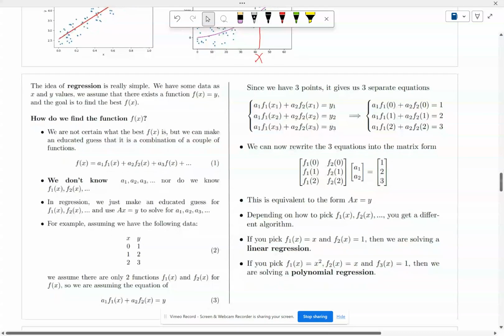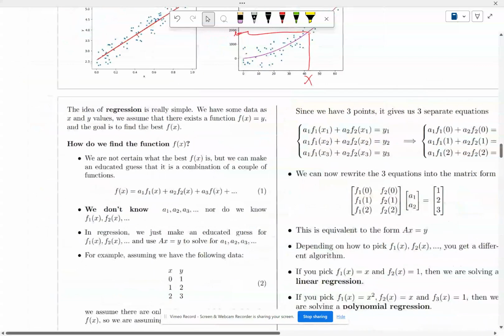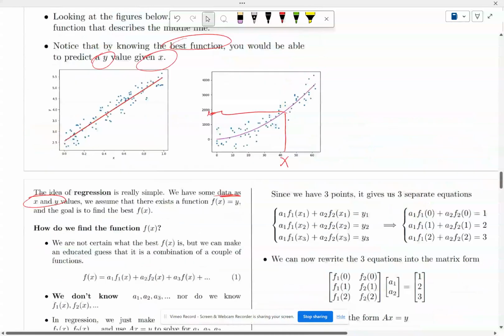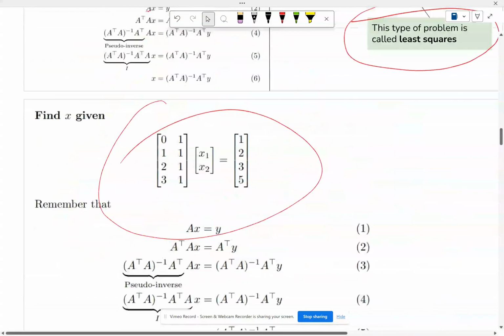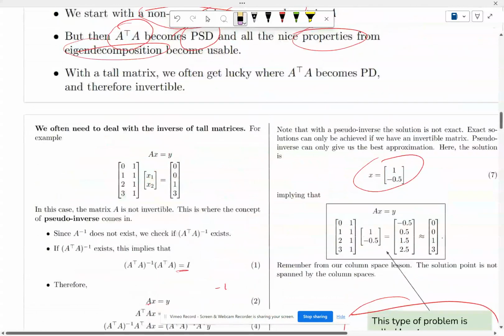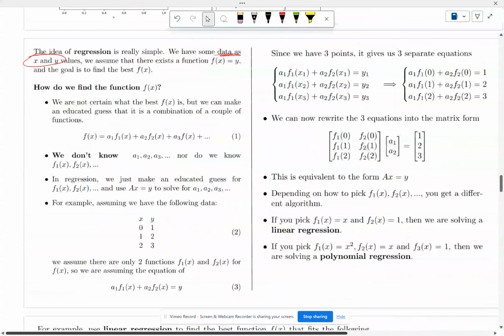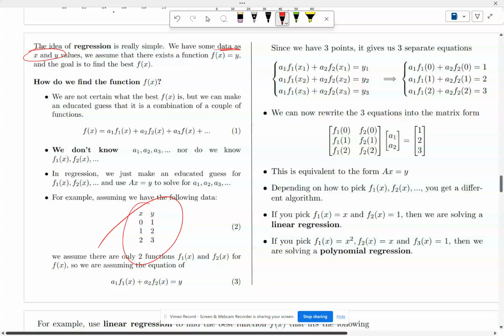The idea of regression is actually really simple. Let's say we have some data as x and y, just like we saw here. We assume there's some function such that when we plug x in, it gives us y. The idea is that we want to find the function f such that when we plug x in, we can get y back, or at least an approximation of y.